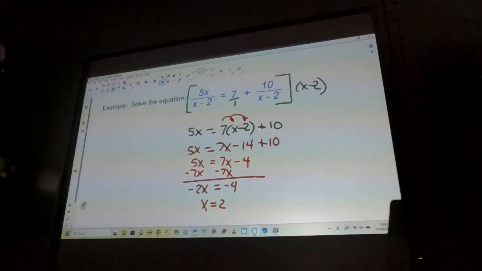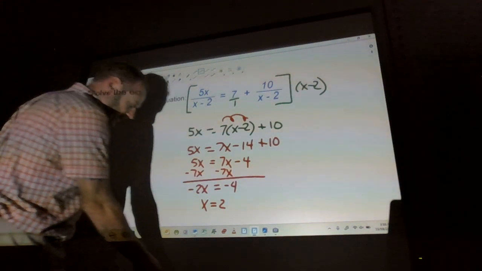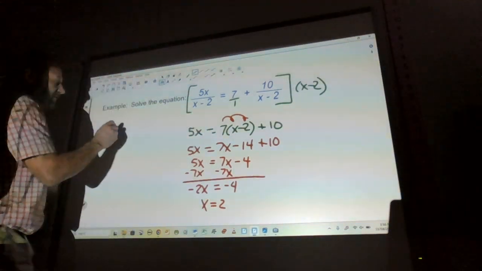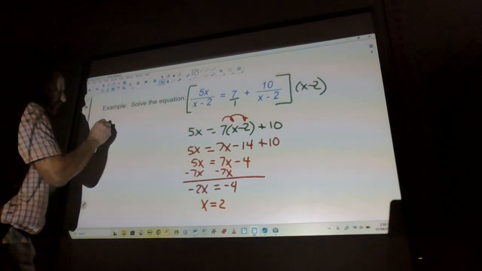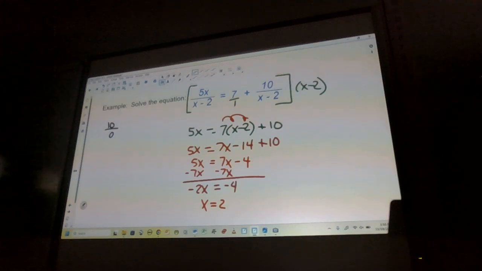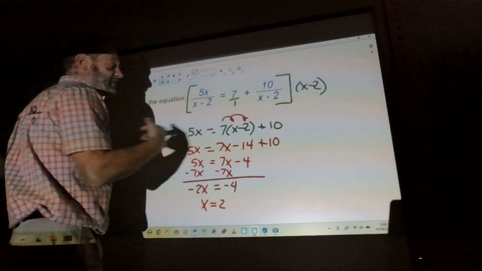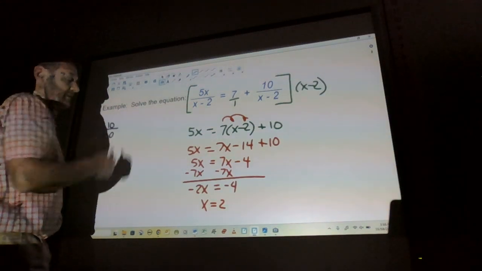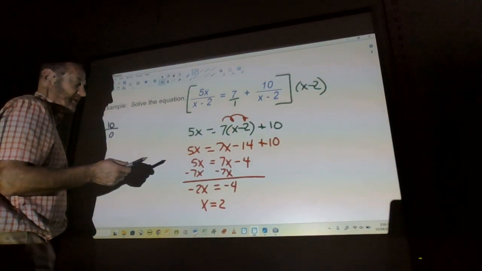Okay, so let's check it and make sure that it works. So I'm going to take 2, I'm going to plug it in here. Oh, I have a problem though. So the top would be 10, that's not a problem, but the bottom is going to be 0. And that means I can't divide by 0. I don't have to do any of the rest of this problem because I can't divide by 0. So this whole thing is done.